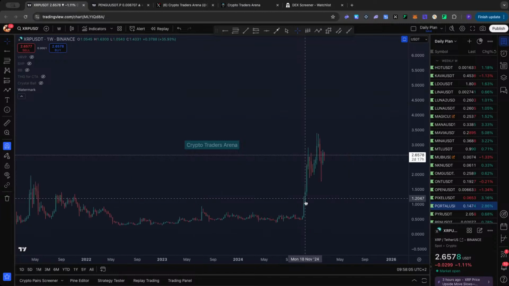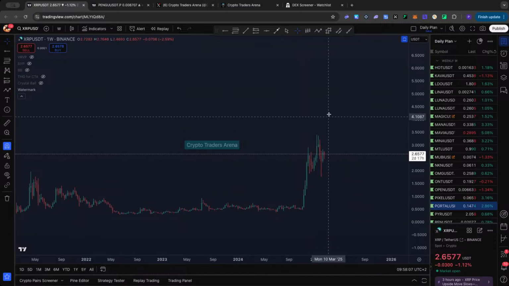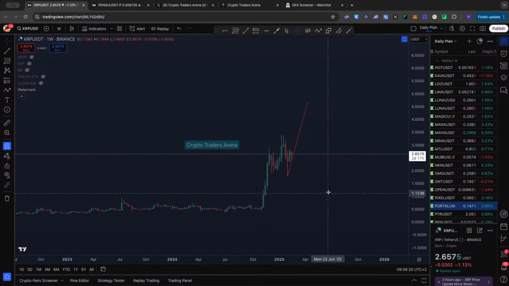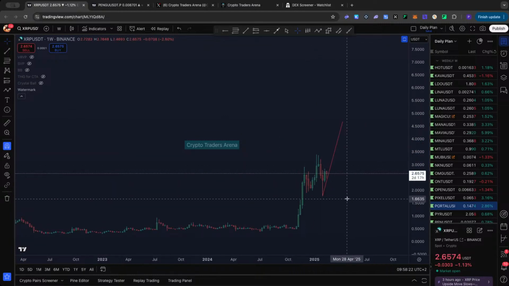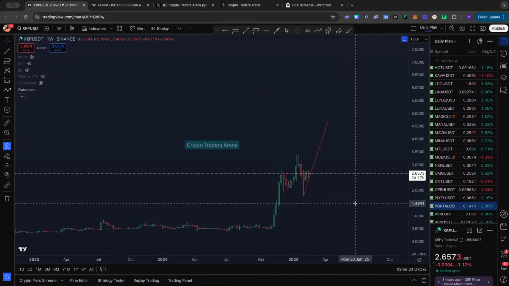I could see an AB equals CD, and it will probably happen, which will point out higher. I don't know, $5, I don't know more than that. Who knows? So something like this: this is AB, this is CD. I could see it close to $5. From what level? How long will it take? I don't know.